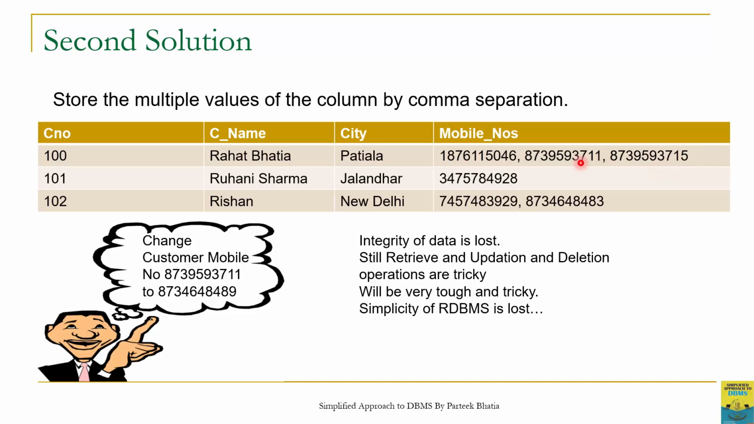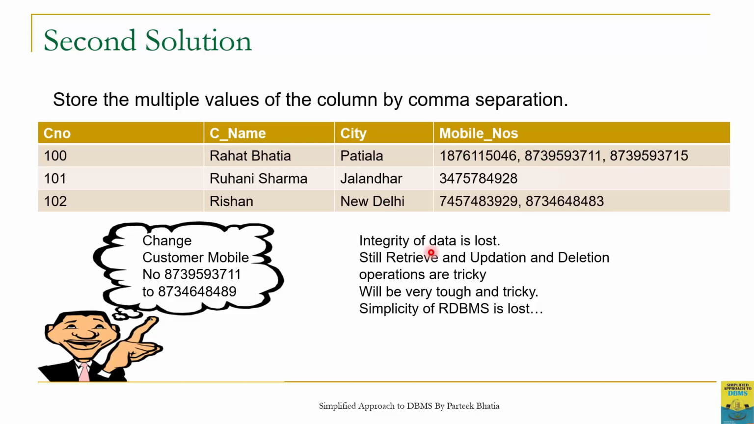This will be quite tricky to search this mobile number out of this given string. After searching this mobile number, we have to replace this with the new one. You can clearly understand that this update operation will not be easy to perform in this database. We can conclude that the simplicity of the relational model will be lost if we store mobile numbers in this way.